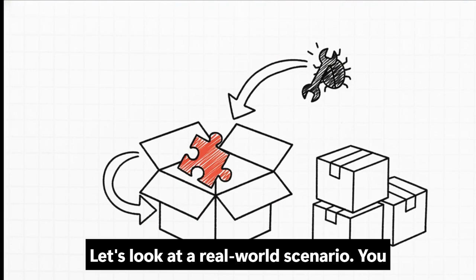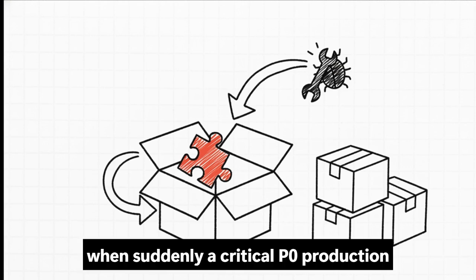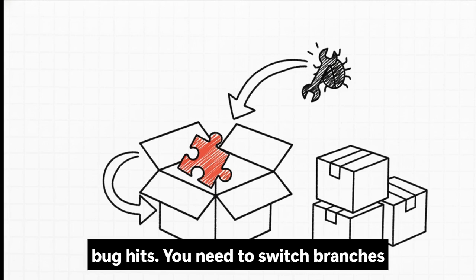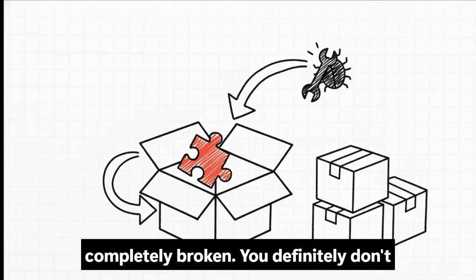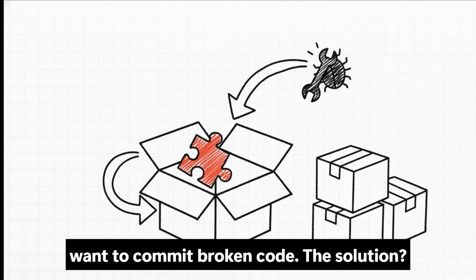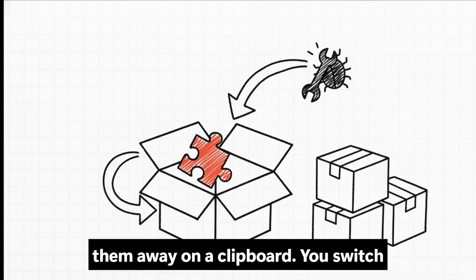Let's look at a real-world scenario. You are halfway through writing this beautifully complex automation script when suddenly a critical P0 production bug hits. You need to switch branches immediately to help fix it, but your current script is half finished and completely broken. You definitely don't want to commit broken code. The solution? Run git stash. This takes all your uncommitted changes and securely hides them away on a clipboard.